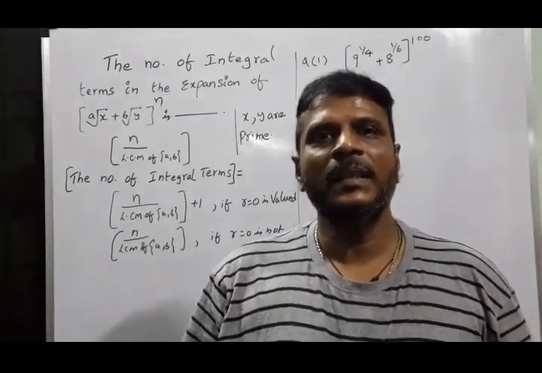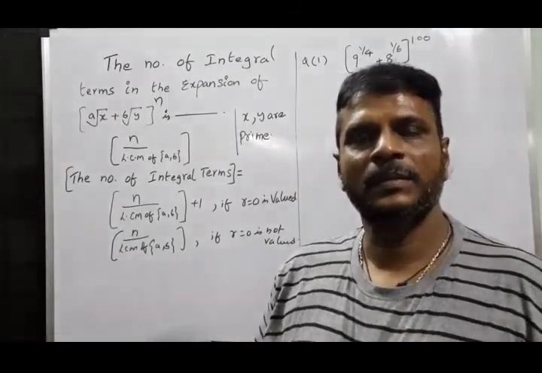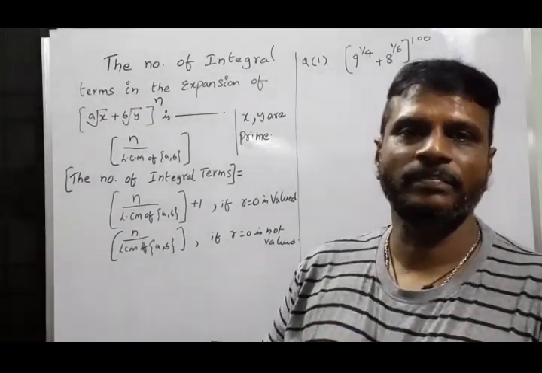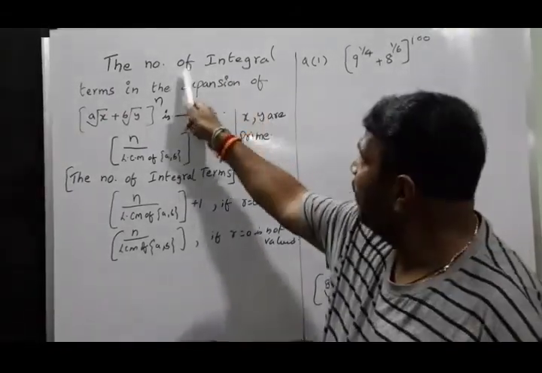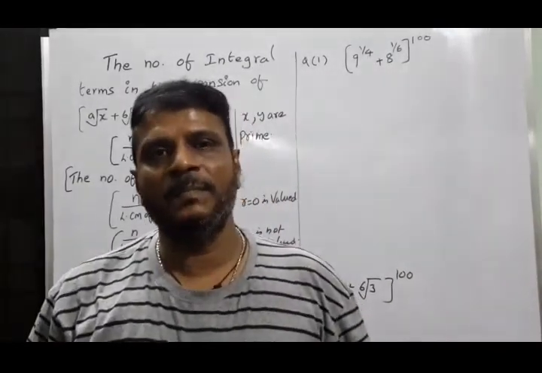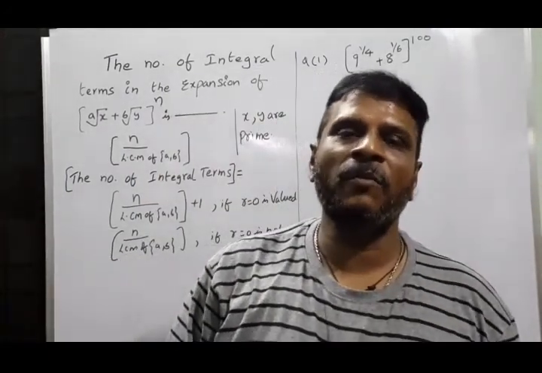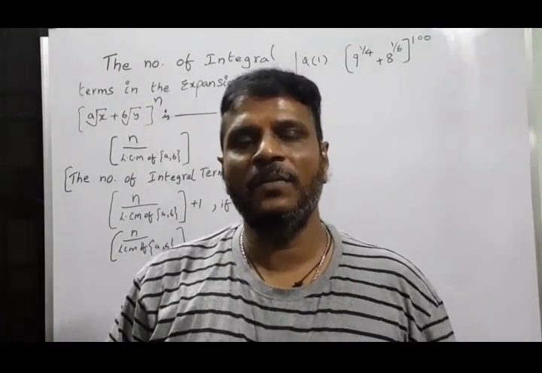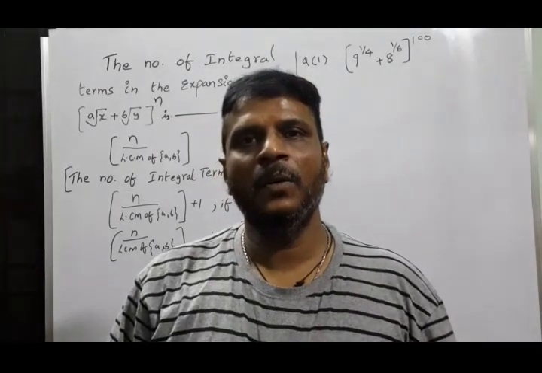In this video, I would like to explain one important concept in binomial theorem. That is the number of integral terms in the expansion of (a√x + b√y)^n, and then how to find the number of irrational terms in the same expansion of (a√x + b√y)^n.